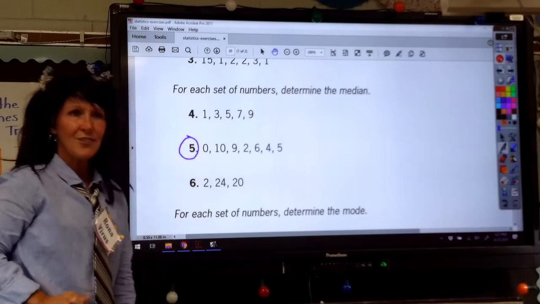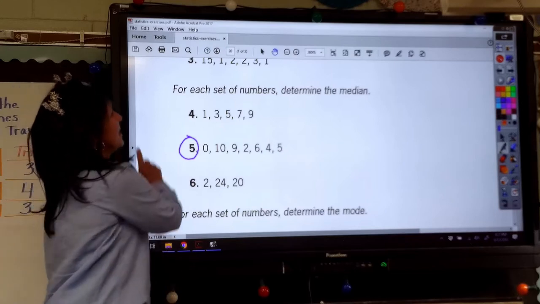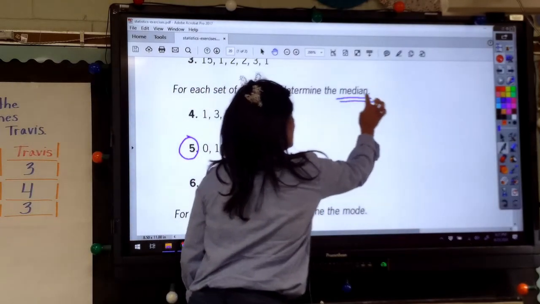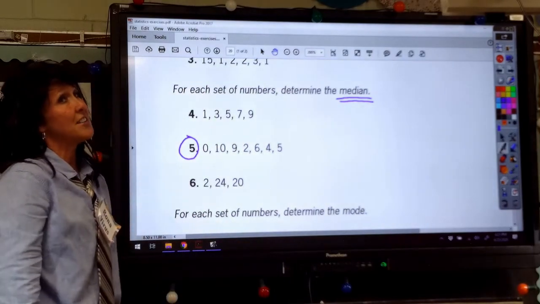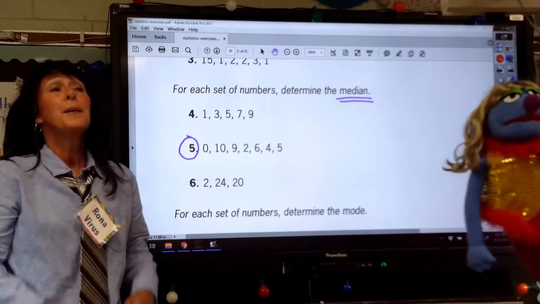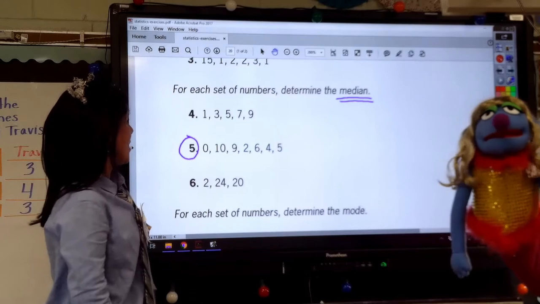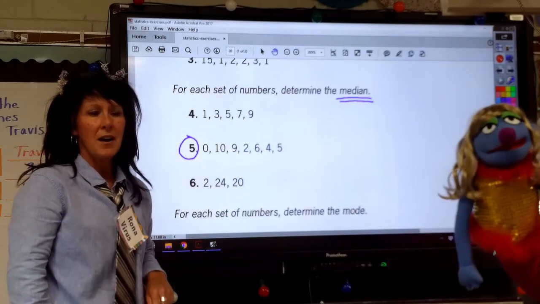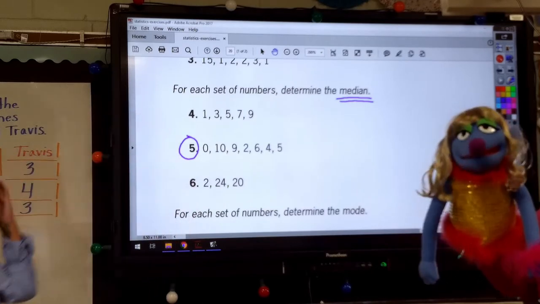Okay. So put your finger on number 5. Now this time it says for the set of numbers, we're going to determine the median. And that's the one that gets Miss Elijah very excited. Median means middle, of course. Okay? All right. So, again, we're working on number 5, and we're going to give you a minute to try that on your own. Okay?